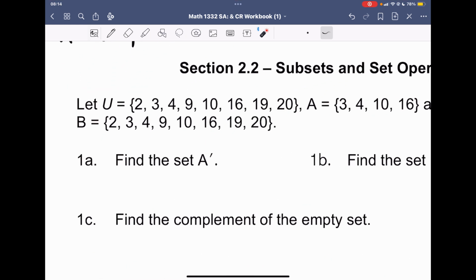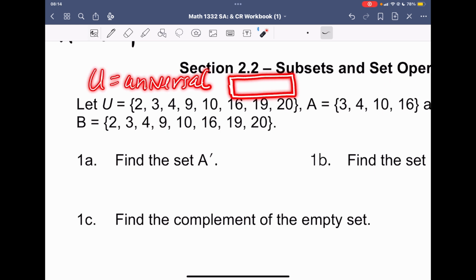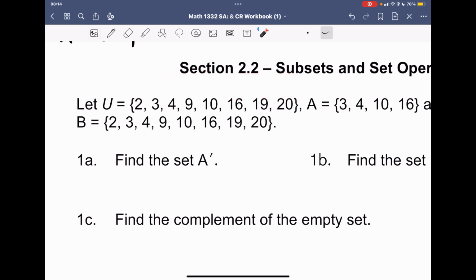So it says let U. U means a universal subset. U is universal. And so universal means, just think about every single component inside the box. So it covers all elements inside the box. So from here I have this whole set as U.